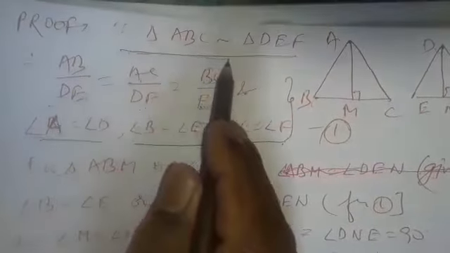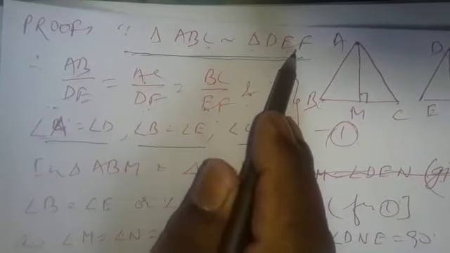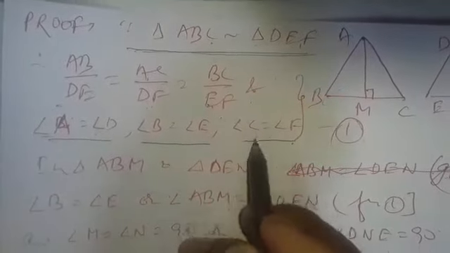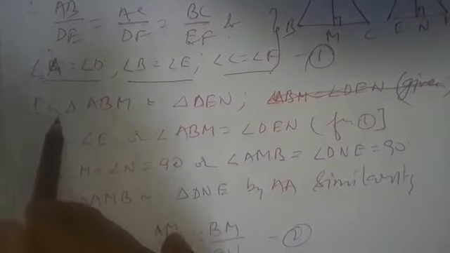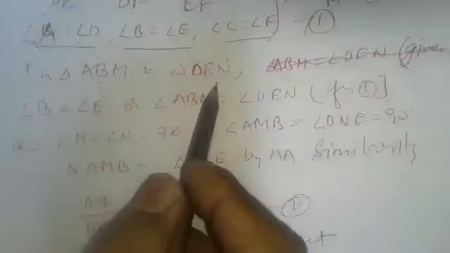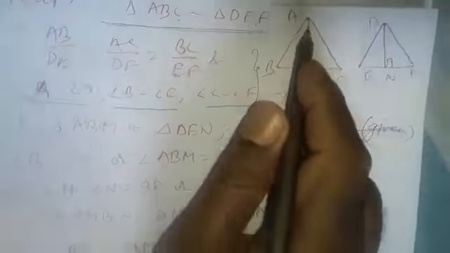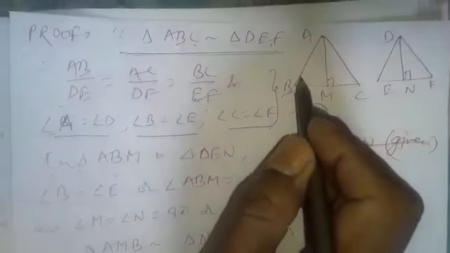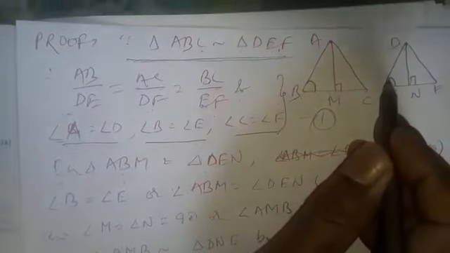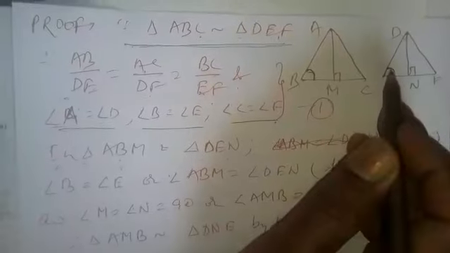These things we have obtained on the basis of the similarity of triangle ABC and triangle DEF. These are the corresponding parts of similar triangles. Now we will take into consideration the other two triangles, triangle ABM and triangle DEN. In these triangles, angle B was equal to angle E, which is given to us. Since the triangles were similar, we have obtained that angle B is equal to angle E.